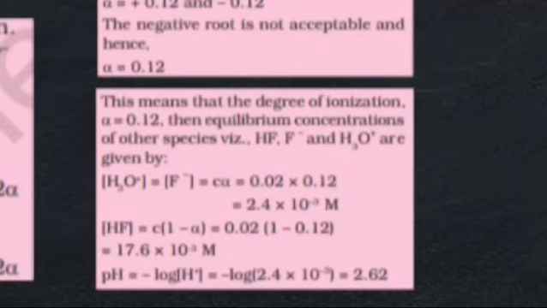Finally, we have to find the pH of the solution. We know that pH is equal to minus log of H+. The H+ concentration is 2.4 × 10^-3. This we found in the previous step, the H3O+ concentration. So we write minus log of 2.4 × 10^-3, which is equal to 2.62. This is the final answer, the value of pH.